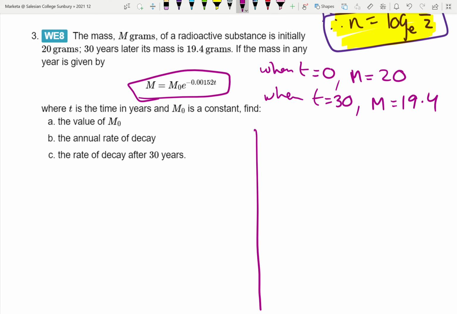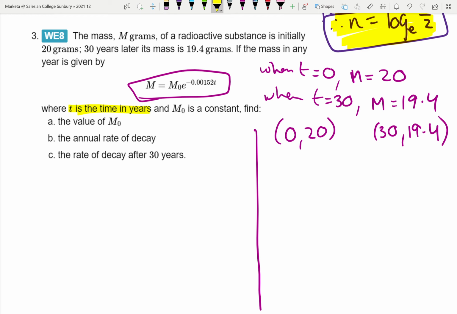So I think it's good to just write that there, and you could even make it into 2 points, so they're ready to be used in the question. No doubt we'll need it. Where t is the time in years, and actually I probably should have read that first, and M0 is the constant. Okay, so find the value of M0.